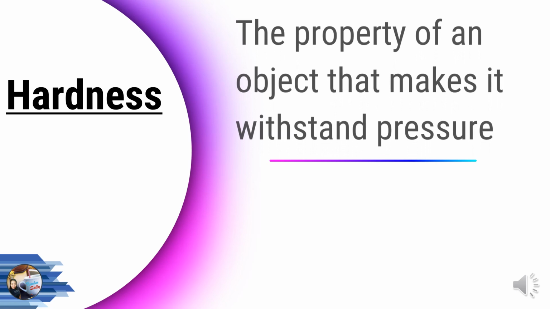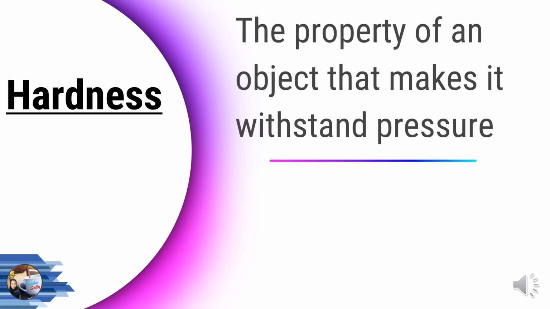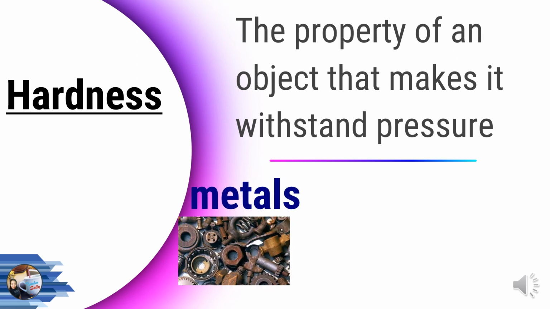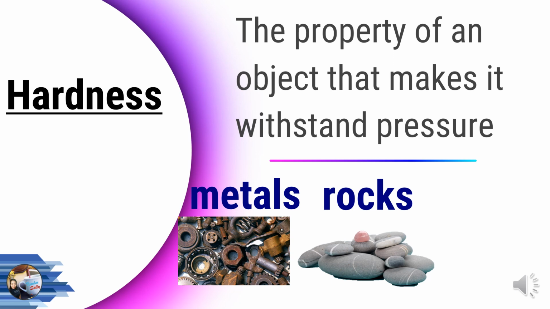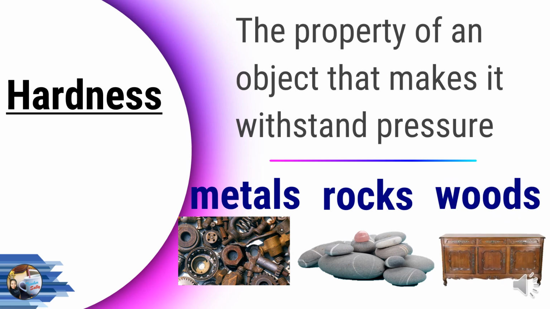Hardness is a measure of the amount of force that an object can withstand. It is the property of an object that makes it withstand pressure by means of abrasion, drilling, impact, and scratching. Like for example, we have metals, rocks, like the block of wood, will not break easily in contrast to materials that are brittle like eggshell.